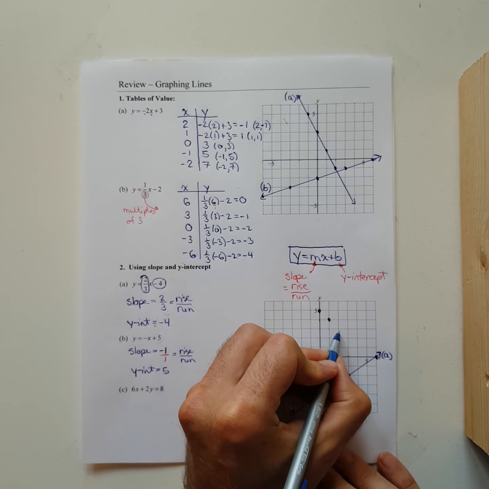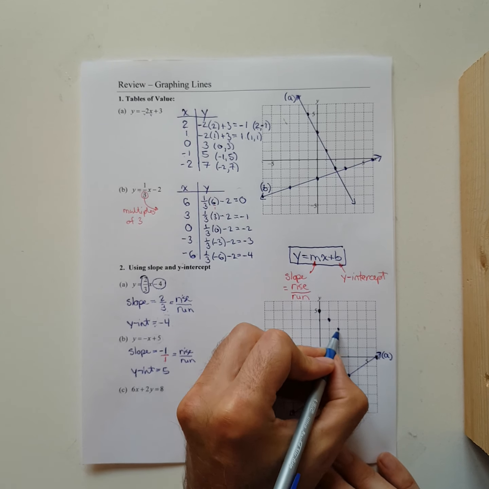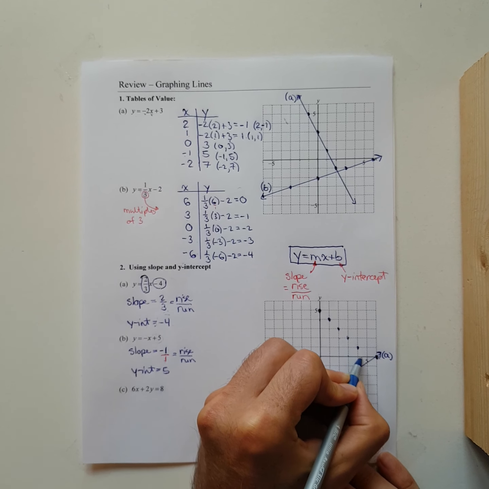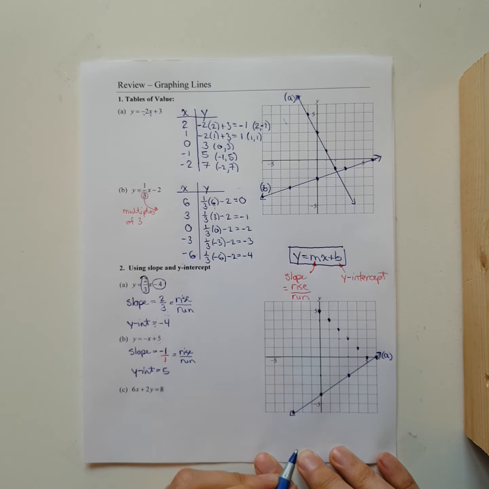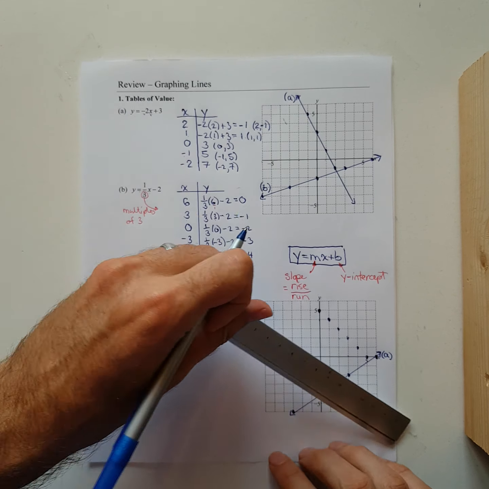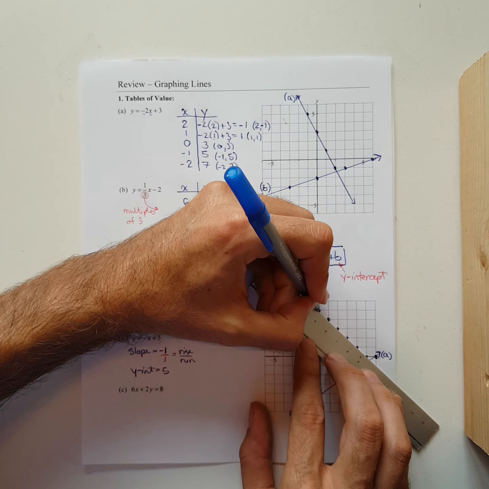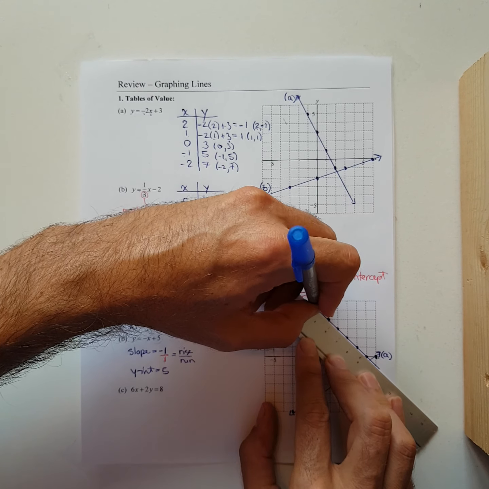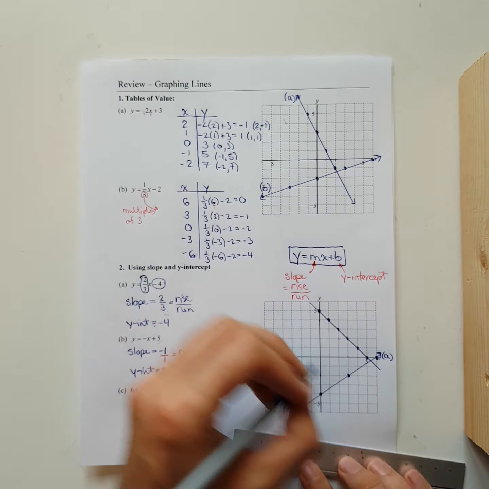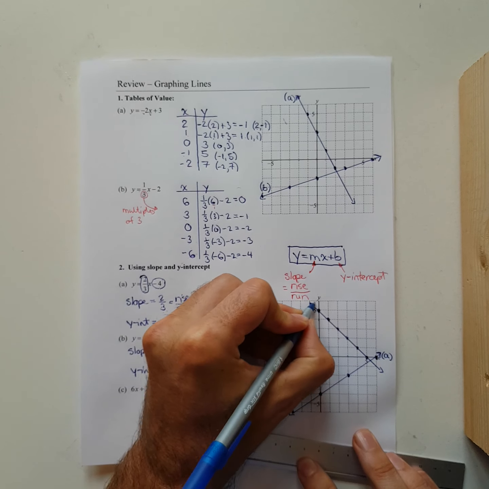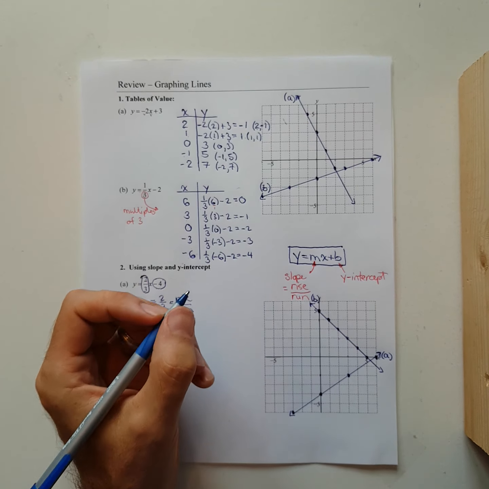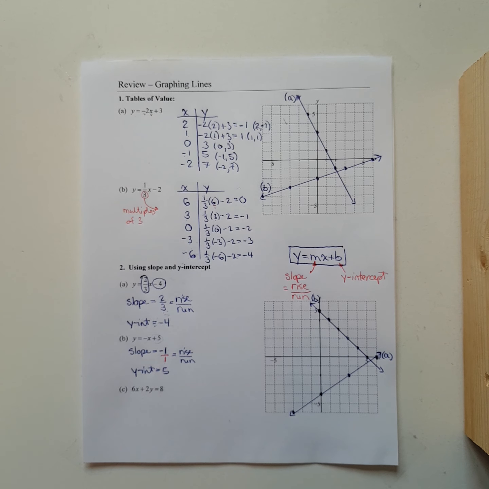Rise -1, run 1. Rise -1, run 1. Notice we can very quickly generate a lot of points using this method, so we can actually graph a very accurate line very, very quickly by using this method here instead of making our table of values above. And again, we have a couple lines here. I'm going to squeeze that in there, that this is line B.